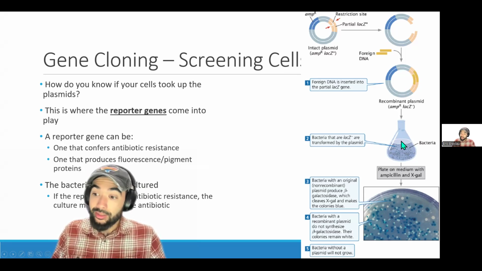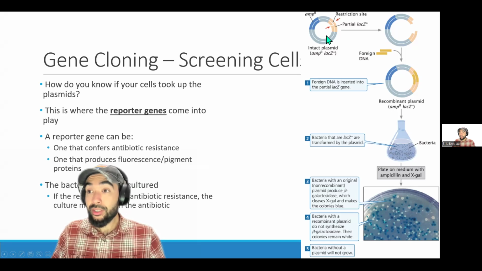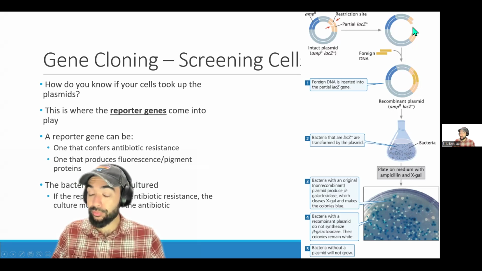That's telling us that the bacteria growing here did take up a vector, but we don't know if the vector that they took up actually has the gene of interest or if it's a vector that wasn't properly transformed, because that does happen. Not every single plasmid is going to take up a gene. So we need some way to know if bacteria took up a vector and if that vector actually has the gene of interest. And so that's where this LAC-Z gene is going to come into play.